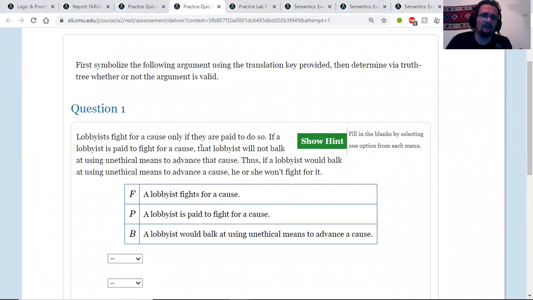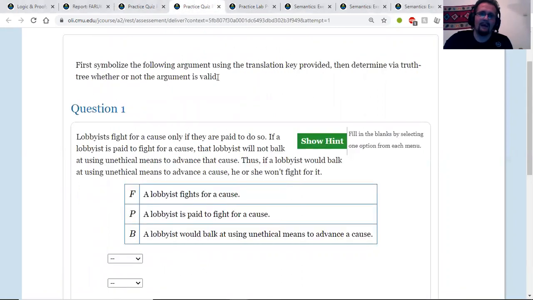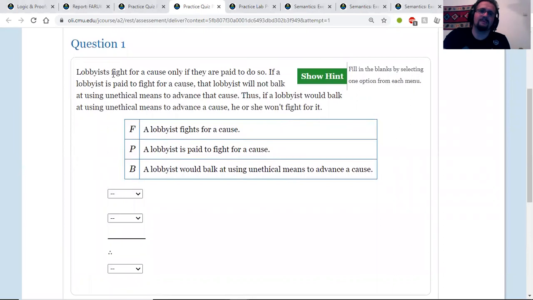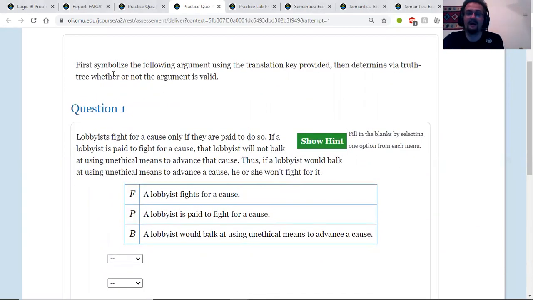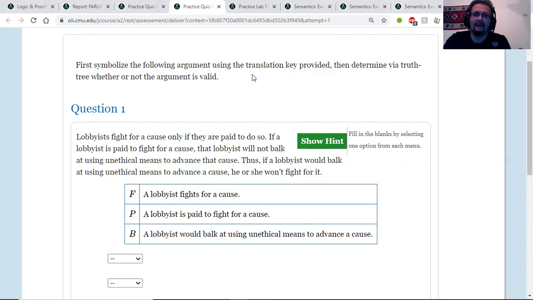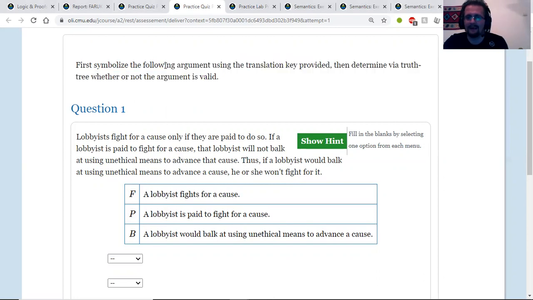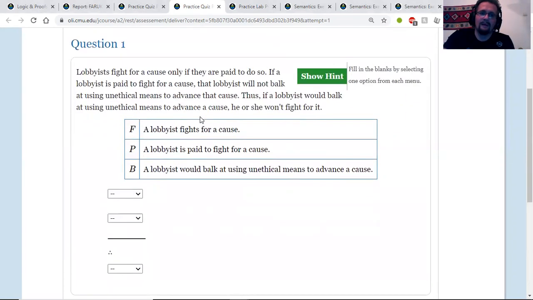All right, so here we go. We have this question 1 here on the practice quiz problems in semantics. And so we see a question. The job here is to symbolize the following argument using the translation key provided, and then determine via truth tree whether or not the argument is valid. All right, so let's work out part 1.